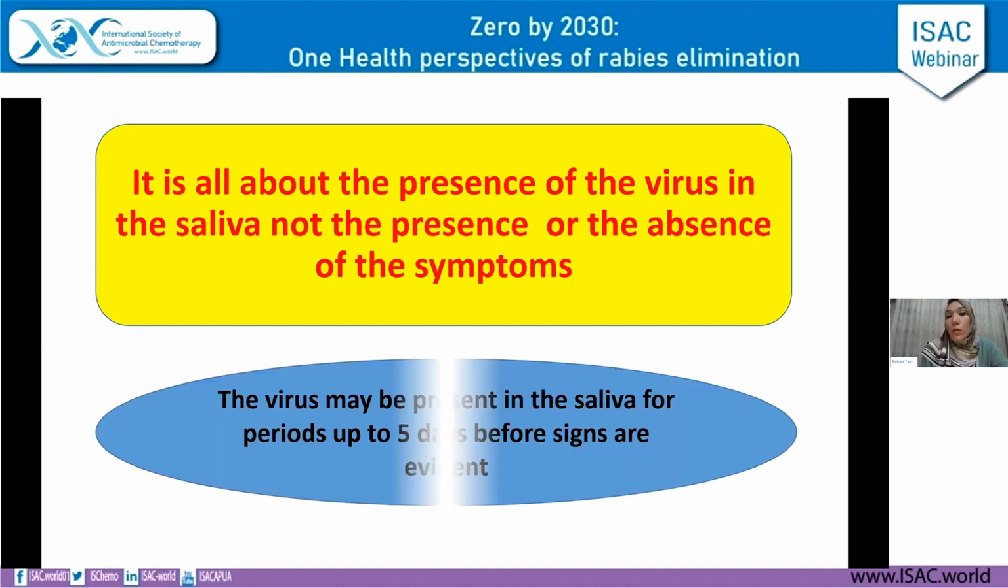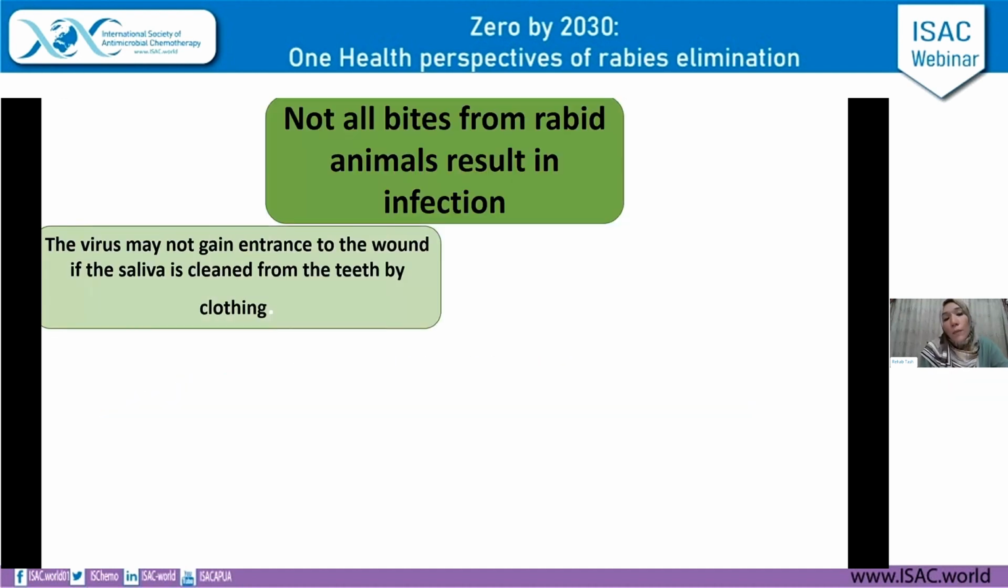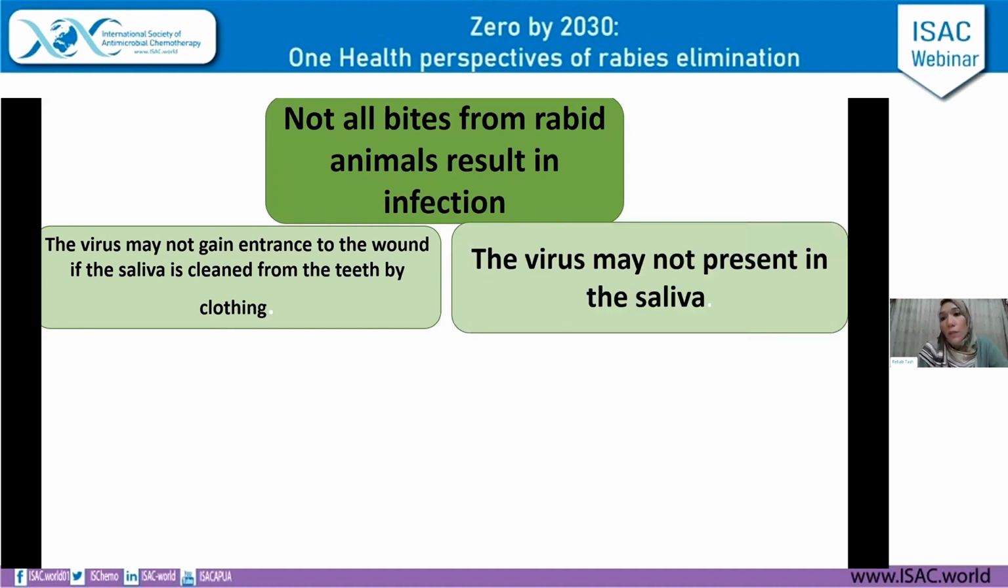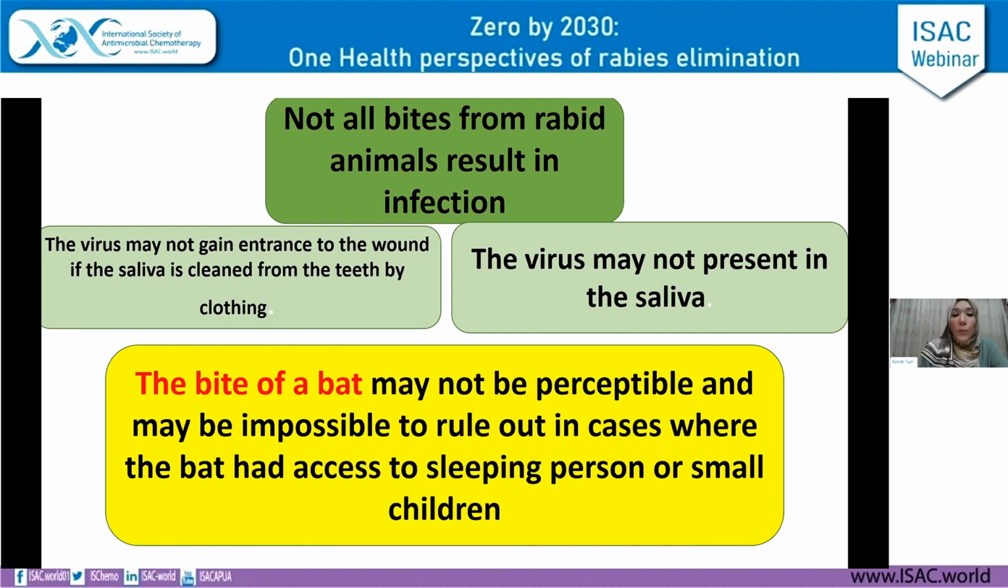Is there virus in the saliva or not? For some lucky persons, the virus in the saliva may be cleaned from the teeth by the clothing, and the bite won't transmit rabies. The virus may also not be present in the saliva due to intermittent secretion from the rabid animal. However, again, a bite of a bat cannot be ignored, nor any contact, because a bat bite may not be perceptible and is impossible to rule out, especially in children and sleeping persons.